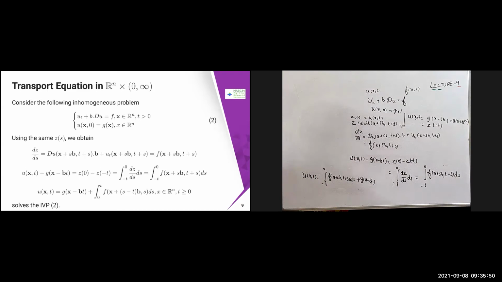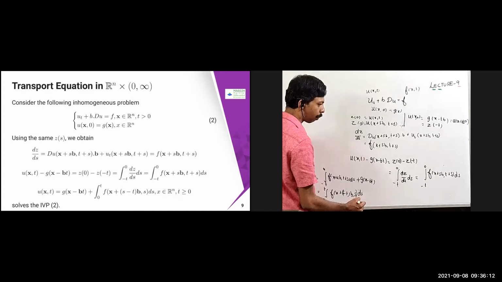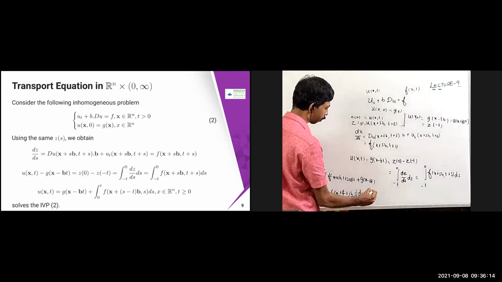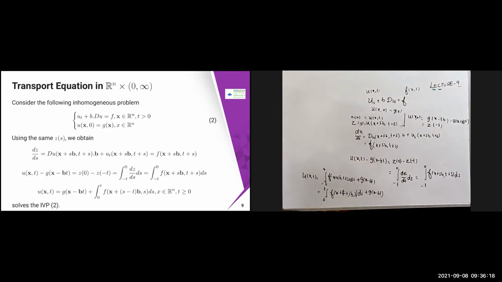Okay. So this one I can write as integral from 0 to t. I'm just putting in the change of variable here. So if you put the change of variable, what is it going to come to? This I can write as f of x plus (s minus t) times b comma s, ds, plus g of x minus bt, where x belongs to R to the power n, t greater than 0.